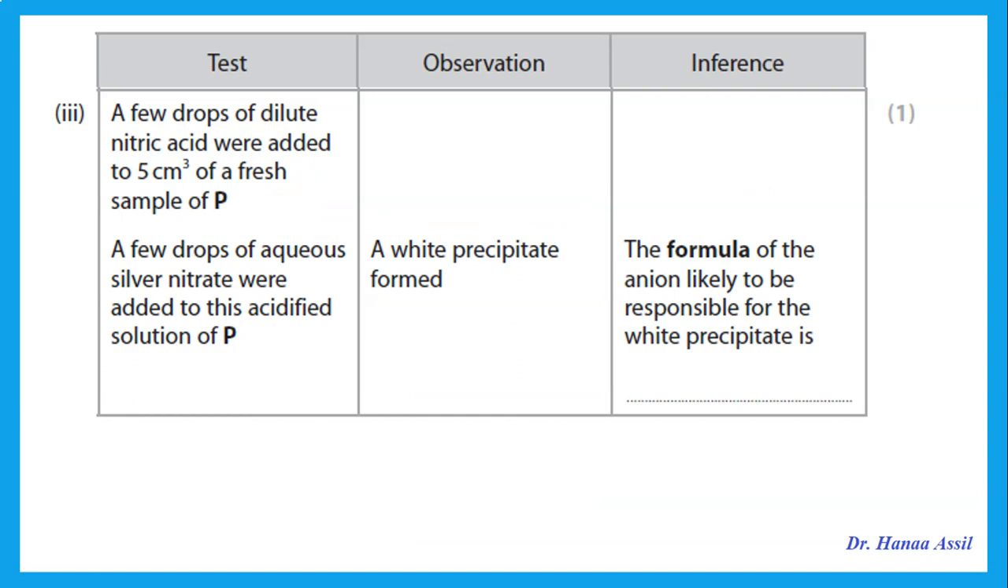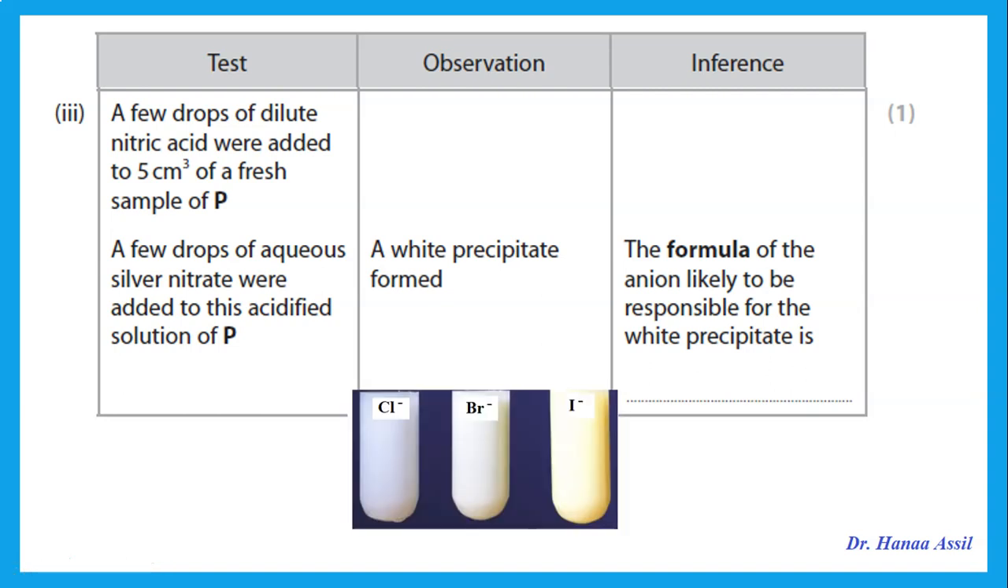Okay, then he says a few drops of dilute nitric acid were added to 5 centimeter cubed of a fresh sample of P. A few drops of aqueous silver nitrate were added to this acidified solution. He got a white precipitate. Well, the question is, silver nitrate is a test for what? You should know that silver nitrate is a test for chloride, bromide, iodide. Now, if we get a white precipitate, what is the formula of the anion? And please be careful, is he asking for the name or the formula of the anion likely to be responsible for the white precipitate? We said if we get a white precipitate, it is chloride ion, which is Cl-.